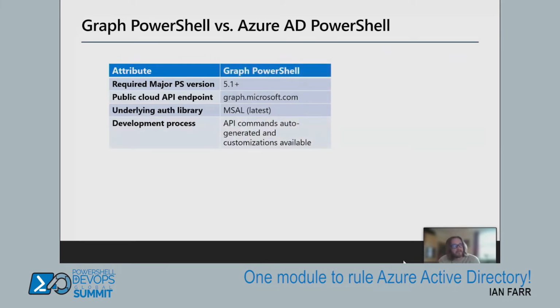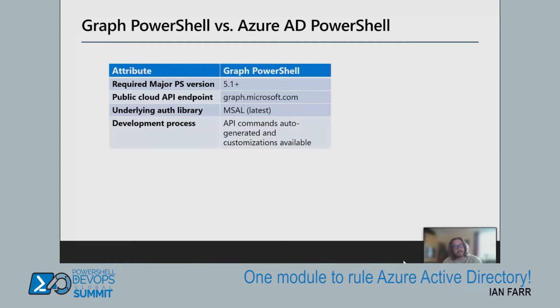If we start with Graph PowerShell, required major PS version 5.1 plus, so it supports Windows PowerShell, but actually you should be using it on PowerShell 7. That goes without saying, really, but it's worth calling out. It does support 5.1. Public cloud API endpoint, it calls graph.microsoft.com. When it comes to the underlying authentication library, it uses MSAL, the Microsoft Authentication Libraries. What that means is you get the latest and greatest authentication options, such as passwordless, which I'll talk about in a bit, and demo as well.